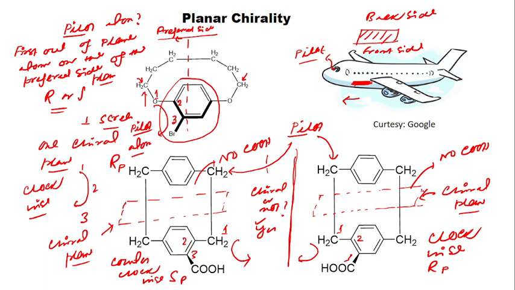Now to find the stereochemical description, we have to check whether this is R or S. Then we have to find the chiral atom. So what is, sorry, the pilot atom? So what is the pilot atom? The pilot atom is the first out-of-plane atom on the preferred side. This is very interesting, very simple.